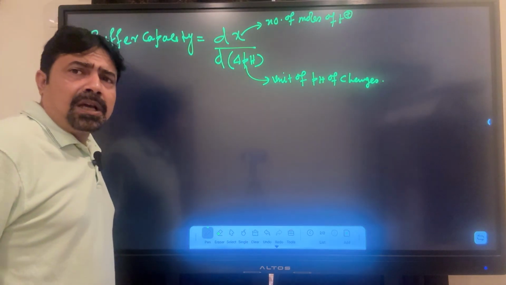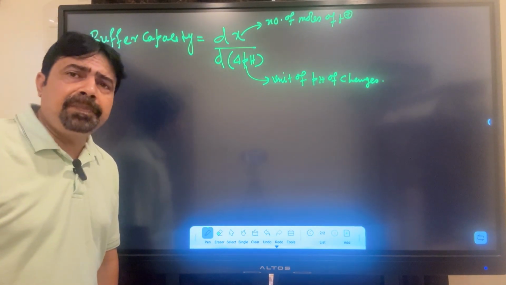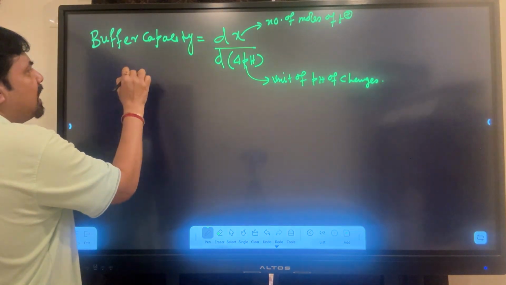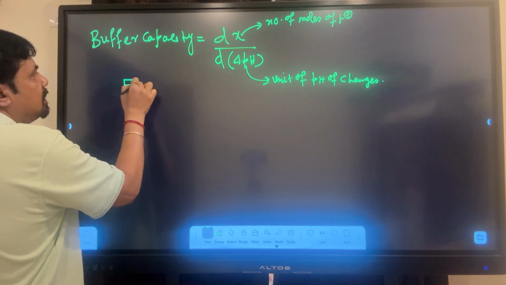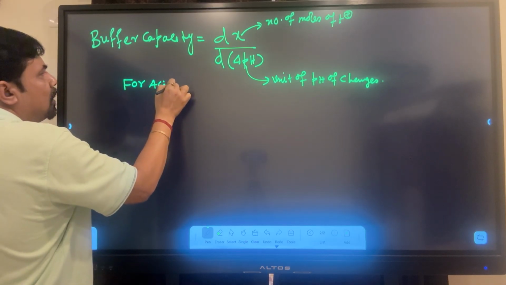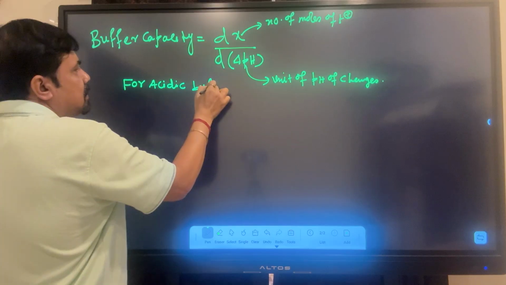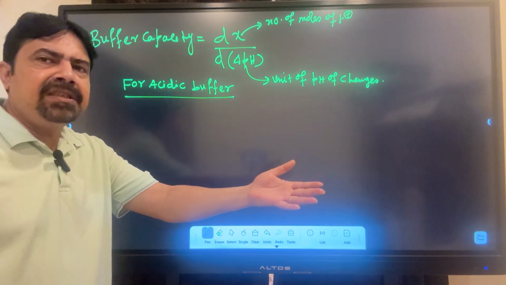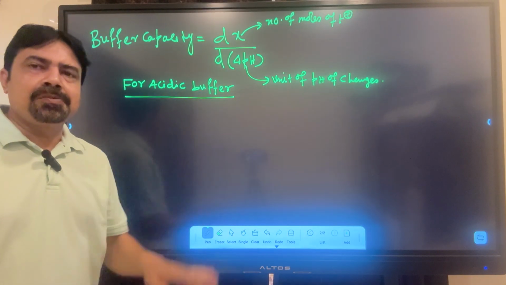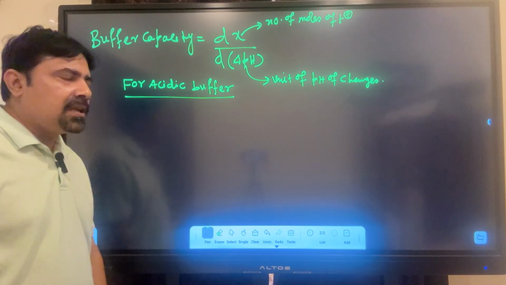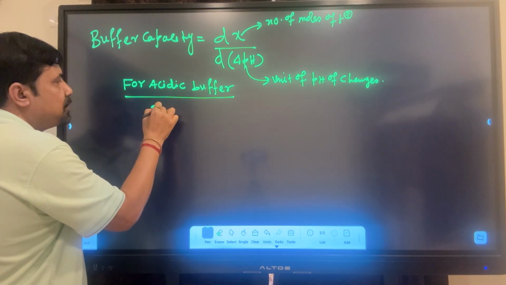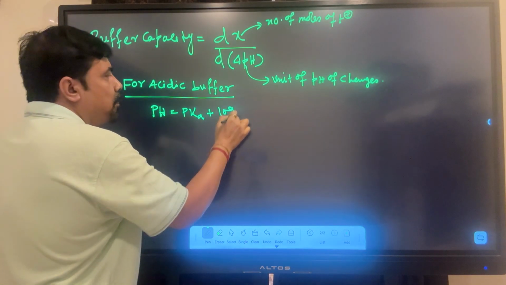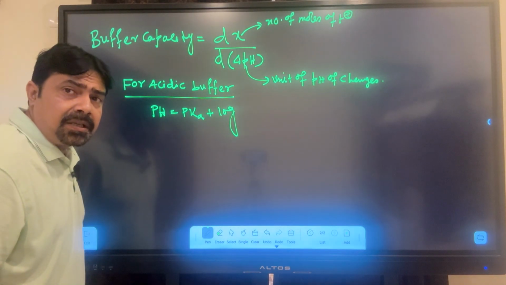Now we already know how to find the pH of a buffer solution and its formula. For an acidic buffer, everybody knows a buffer solution is a solution which resists the change of pH due to small additions of H plus or OH minus. For an acidic buffer, the pH will be equal to pKa plus log of the concentration of conjugate base by the concentration of acid.